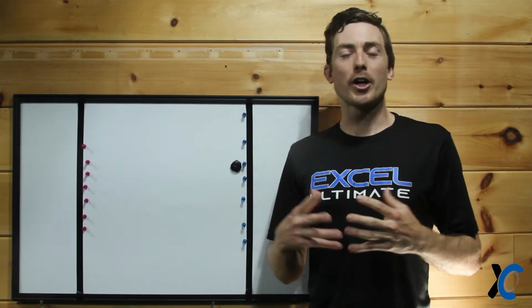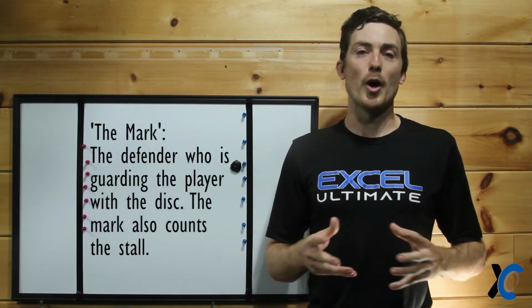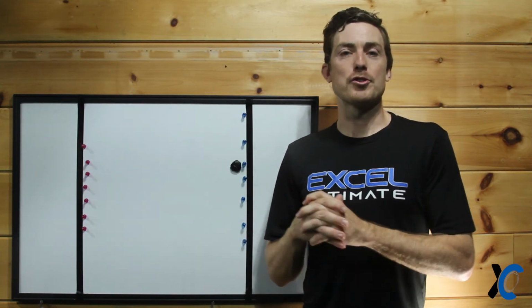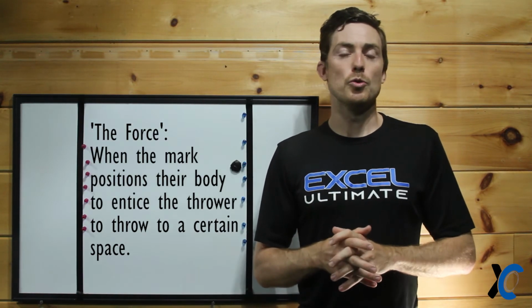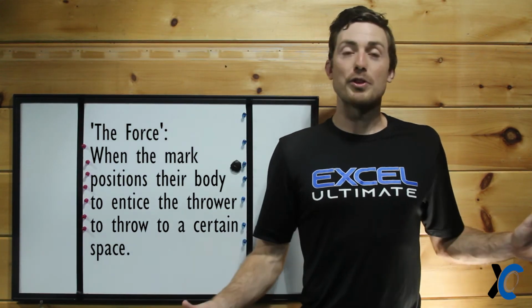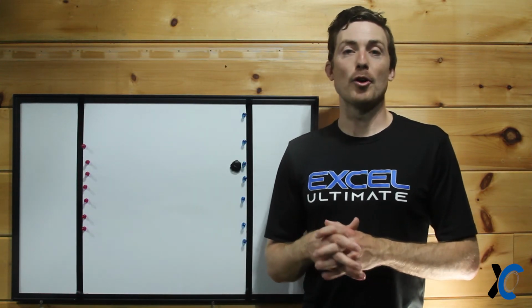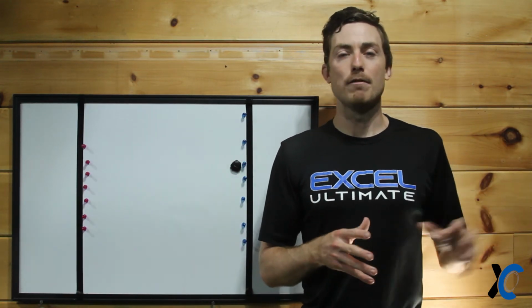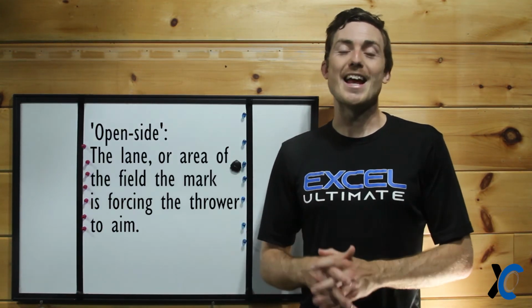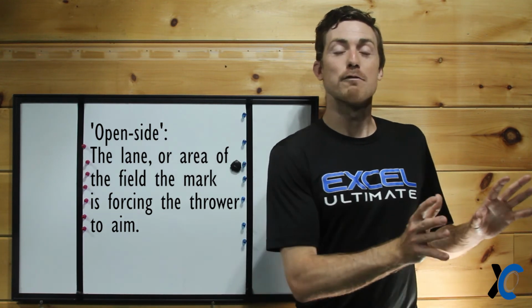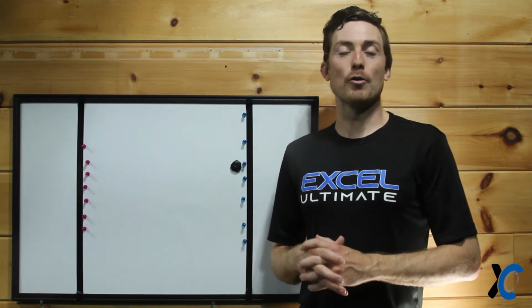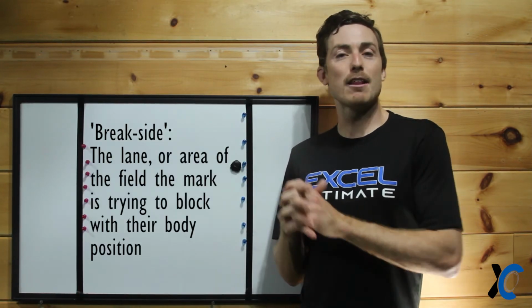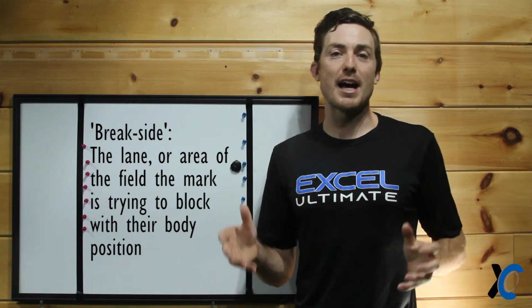On defense, the mark is the player who's guarding the thrower and counting the stall. A force is a type of strategy the mark uses to block one side of the field with their arms and body to stop a throw behind them and force the thrower to throw to that open side of the field. The open side is the half of the field that the mark is forcing to, an easier throw from the thrower, and the break side is the side of the field the mark is trying to protect.